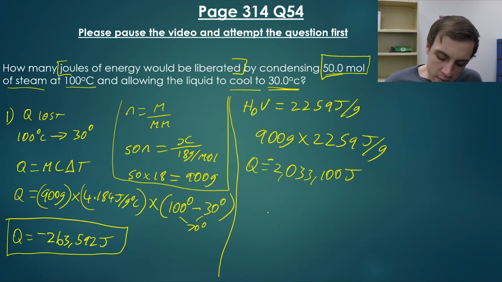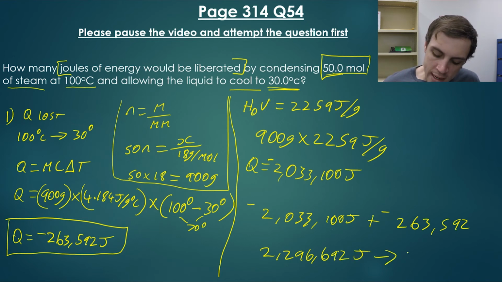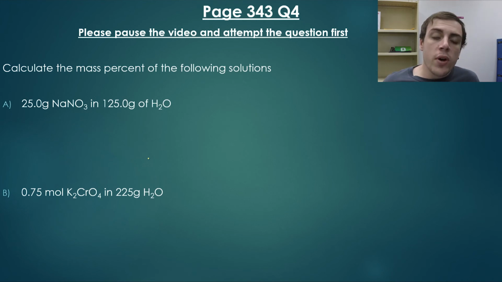Now what we do is we add these two values together. So if we have 2,033,100 joules plus 263,592 joules, this will give us a total value of 2,296,692 joules, which could also be written as 2.3 times 10 to the 6 joules. Okay, let us now move on to the next question.